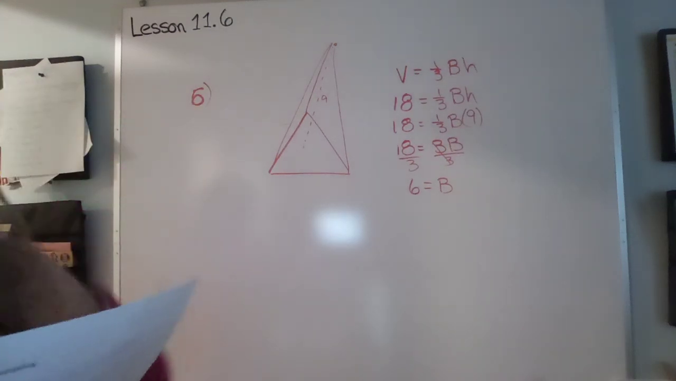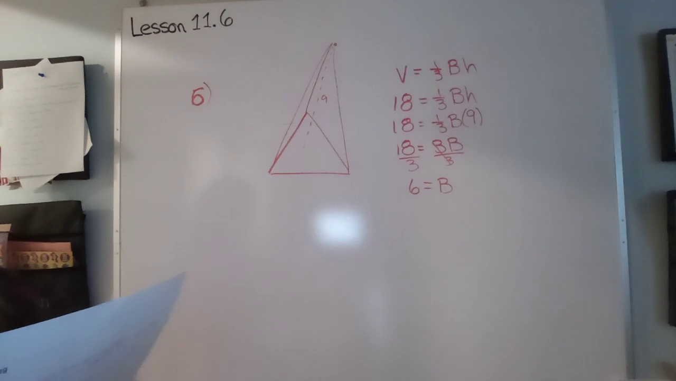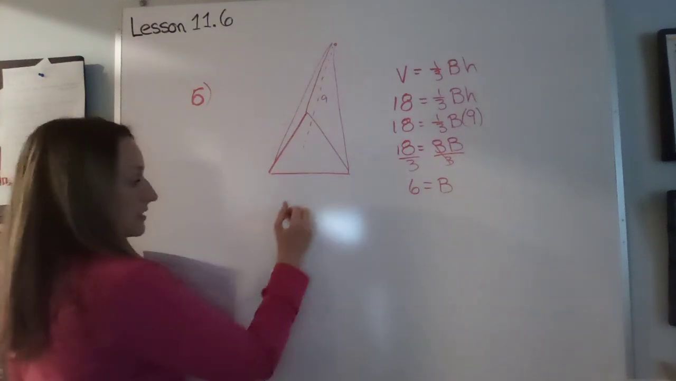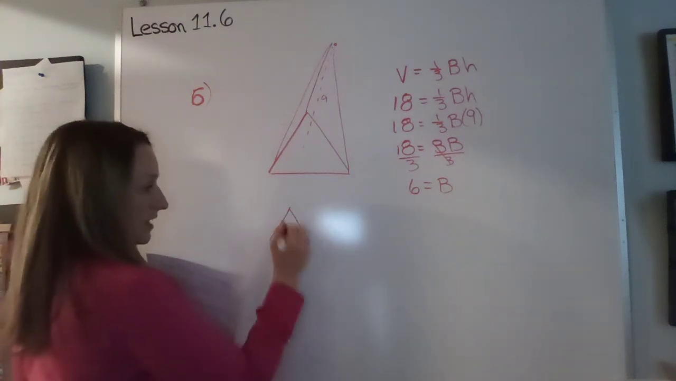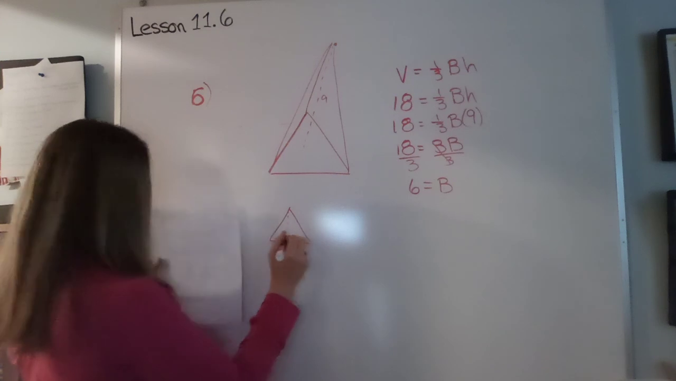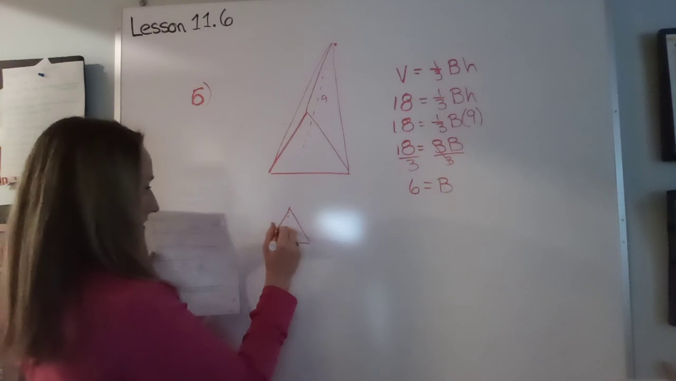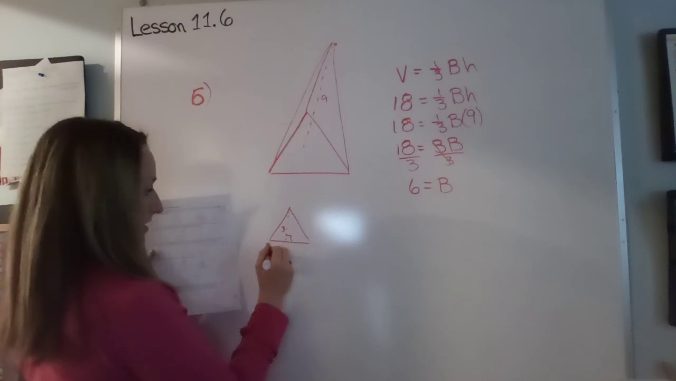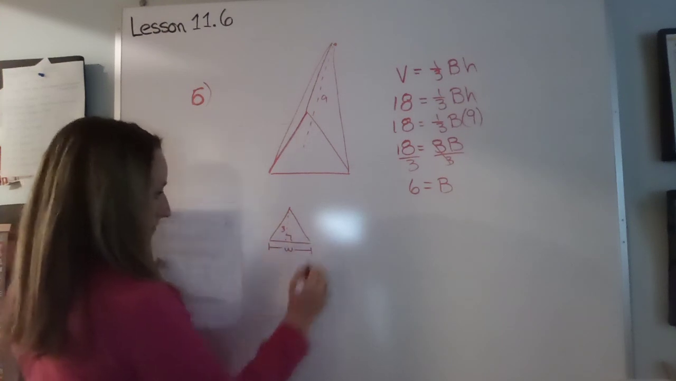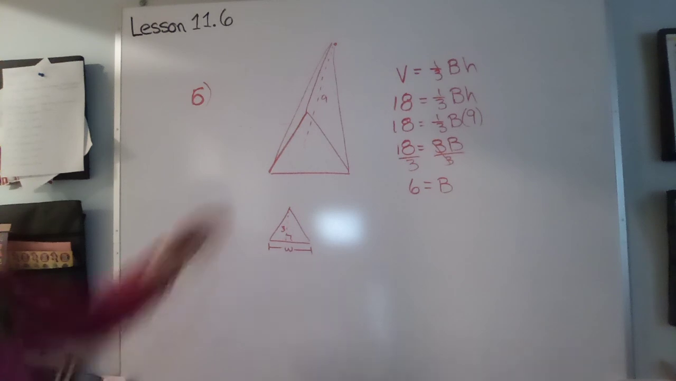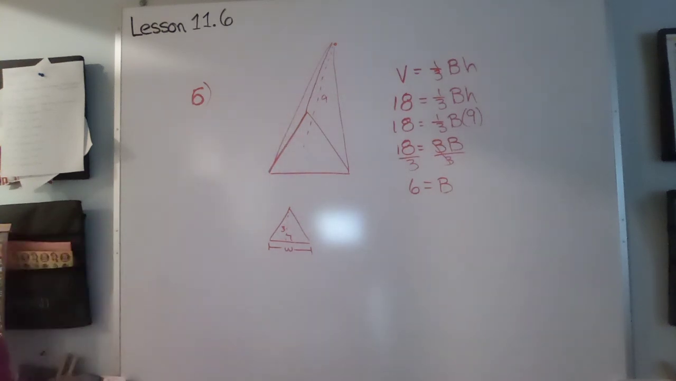It says the height of the triangle base is 3 centimeters. Find the width. So basically, if I just draw that triangular base, that triangle base has a height of 3. We want to know what this width is. They didn't call it the base because they didn't want to confuse you with the base of the whole figure. So that's why they called it the width.